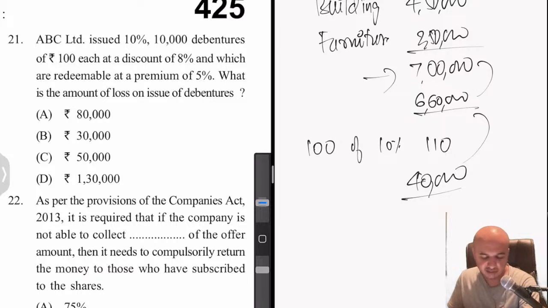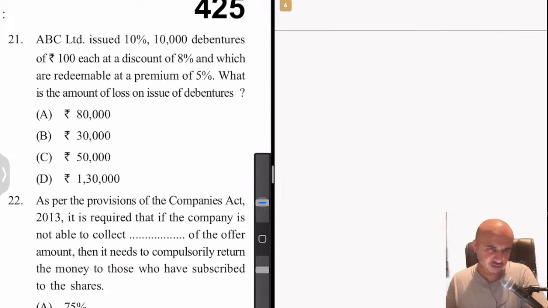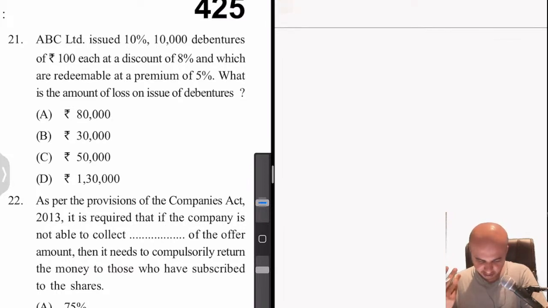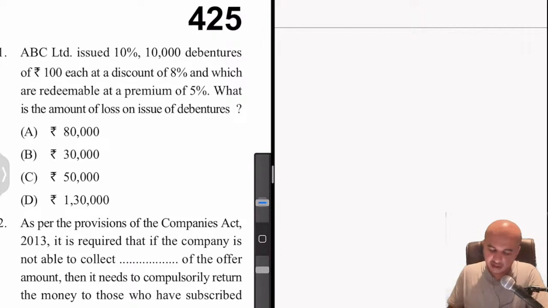Next, ABC Limited issued 10,000 debentures of rupees 100 each at a discount of 8%, and which are redeemable at a premium of 5%. Problematic question, because the institute itself is not very consistent in its approach. I will tell you why. If you read the institute's journal entries with respect to issue of debentures, you will know why exactly the institute is not consistent here. So I will write the journal entry for this.